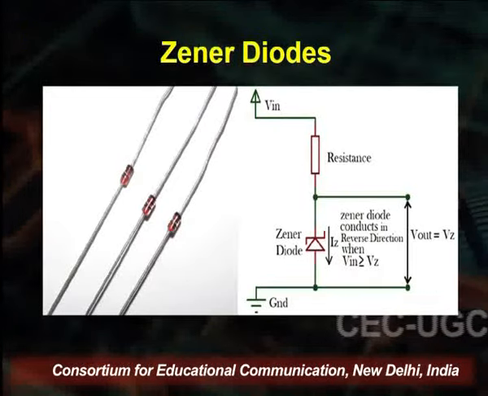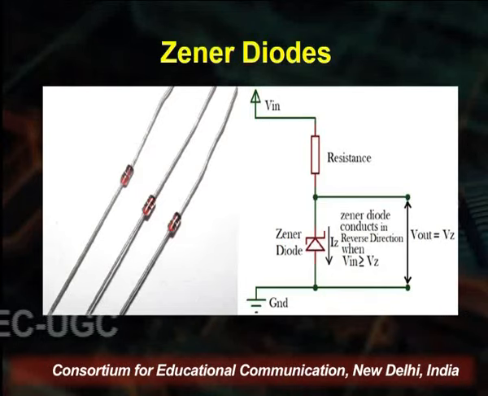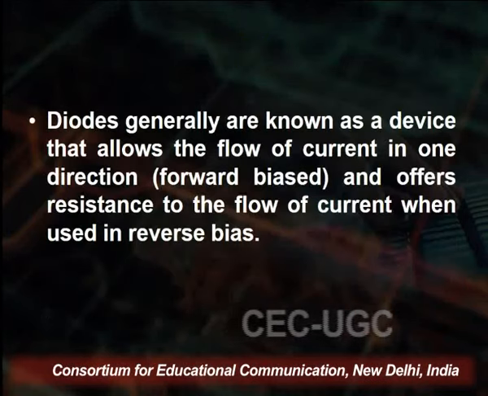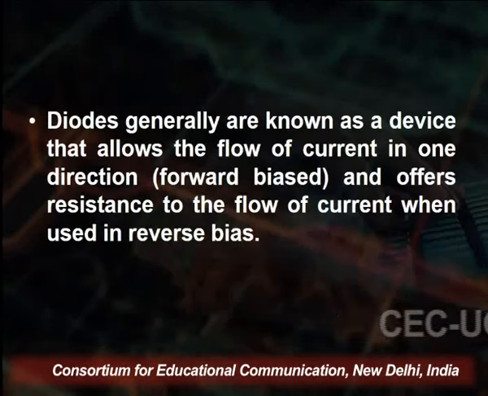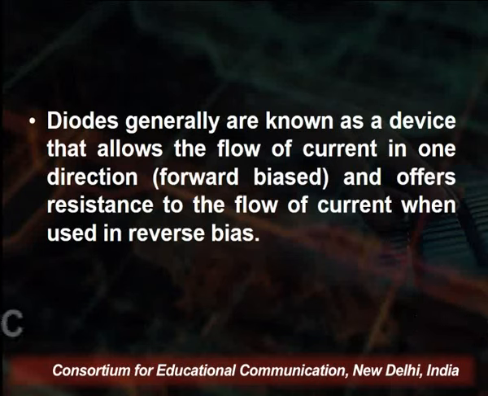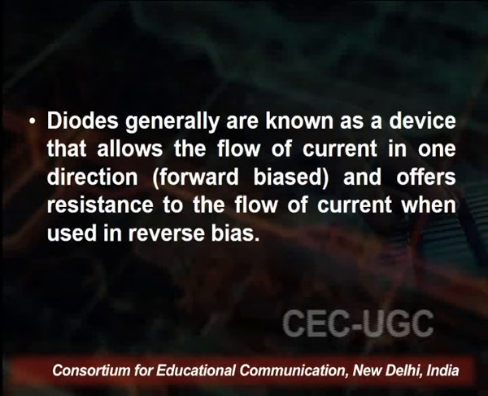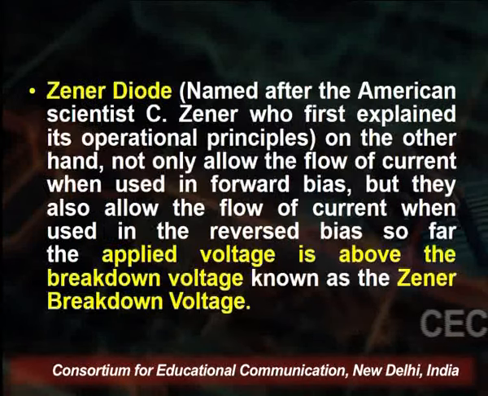Now we discuss the Zener diode first. What is a Zener diode, how is it used, what is its construction, and what are its characteristics? Diodes are generally devices that allow the flow of current in one direction, forward bias, and offer resistance to the flow of current when used in reverse bias.